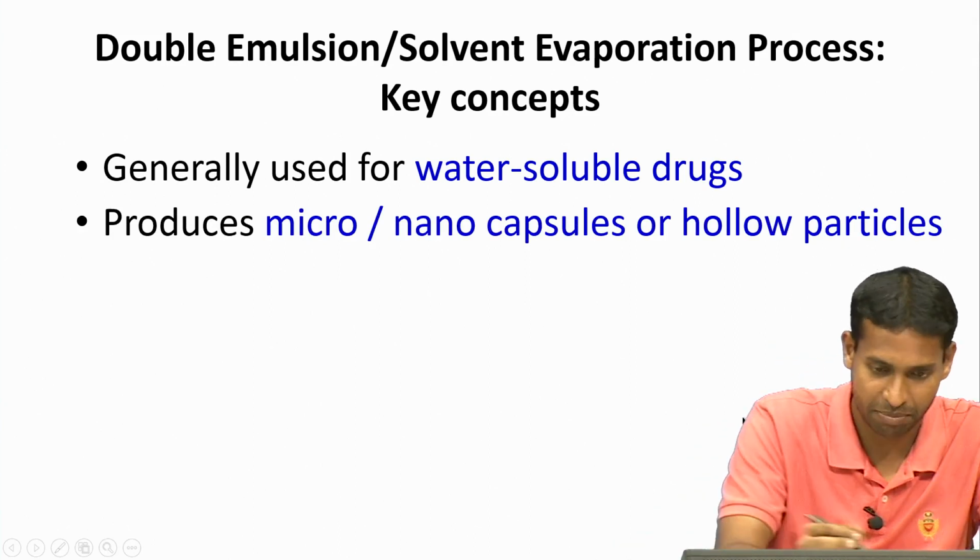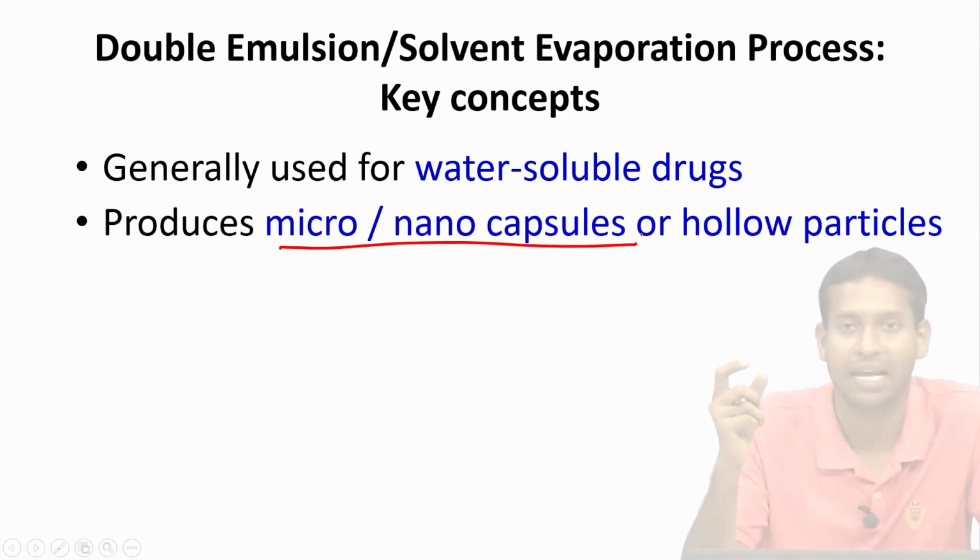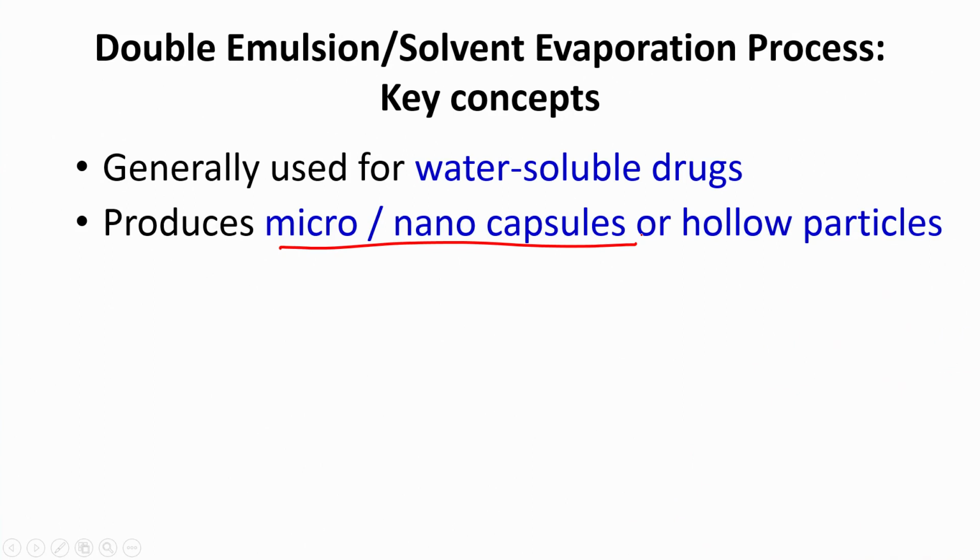So, these produce micro and nano capsules. This is some sort of a reservoir system or hollow particles that we are talking about. Unlike your single emulsion where the particles will be completely uniform inside, this is going to be more of a capsule sort of a scenario where there is a small shell surrounding your empty cavity.